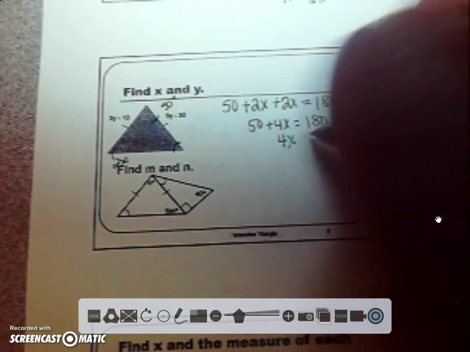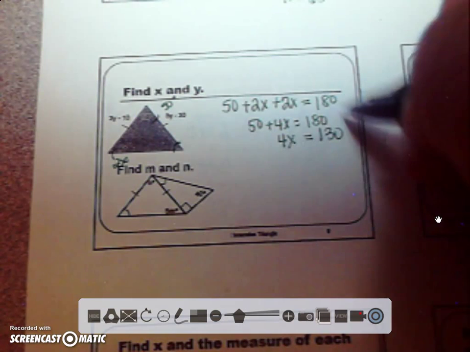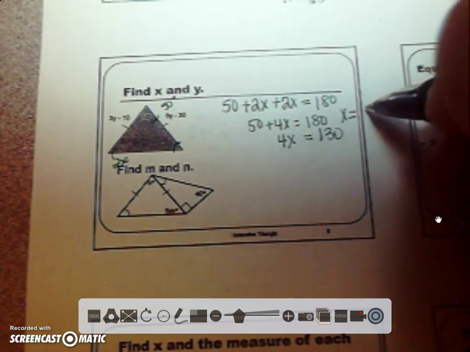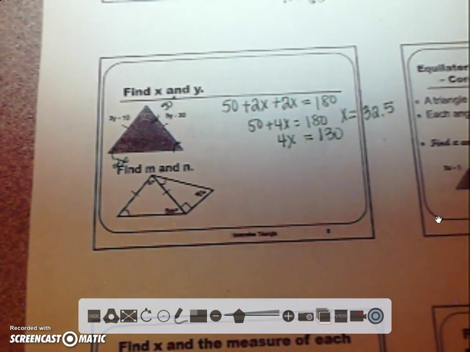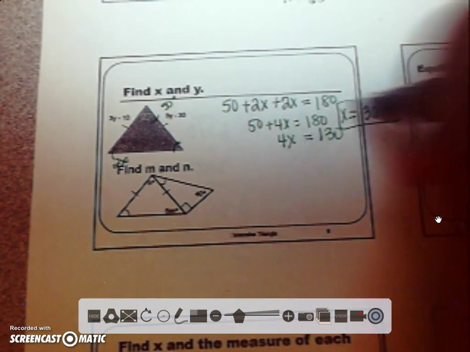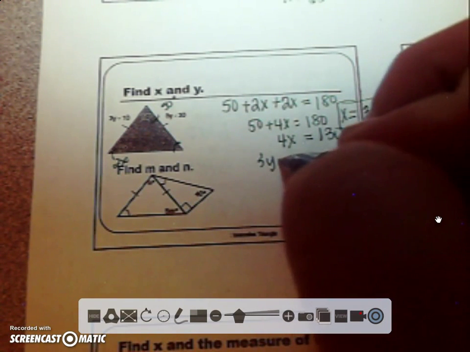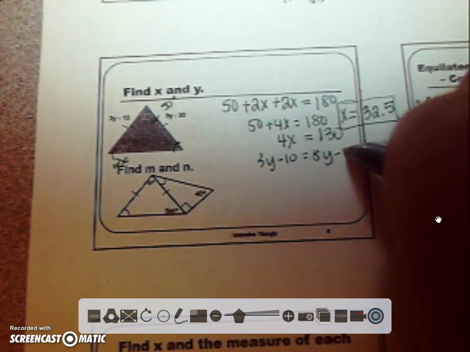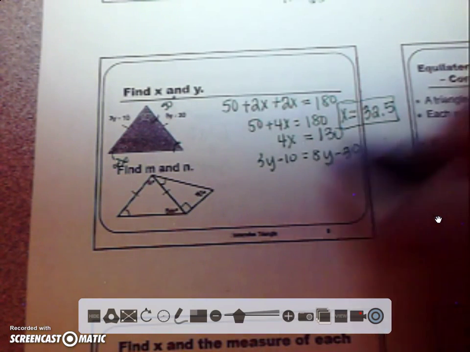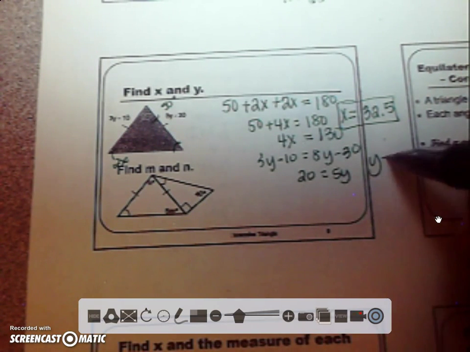So we have 4x is equal to 130, and divide by 4, so x is going to be equal to 32.5. Then in solving for y, we just set those two numbers equal to each other. So 3y minus 10 is equal to 8y minus 30. We have 20 is equal to 5y, and y is then equal to 4.